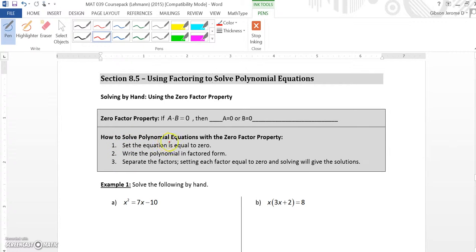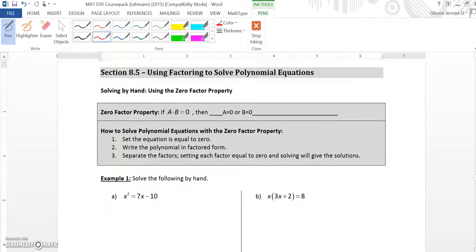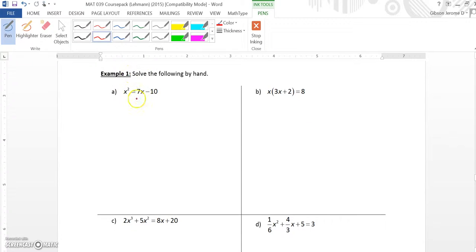Now, we go to how to solve polynomial equations with the zero factor property. First, we will set the equation equal to 0. Then we will write the polynomial in factored form, and then separate the factors, setting each factor equal to 0, and solving will give the solutions. So we'll move down here to 1a.